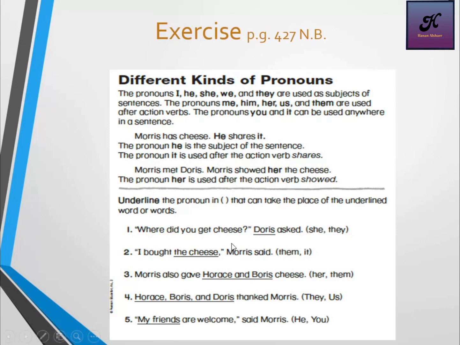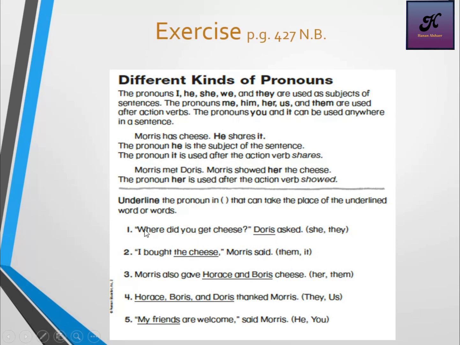Number 1. Where did you get cheese? Doris asked. Now we have the word Doris. Doris here, is it a girl? Is it one or more than one? Is it singular or plural? Yes, it's singular. Then I will choose a singular pronoun. Okay. Doris here, does it come before the verb or after the verb?